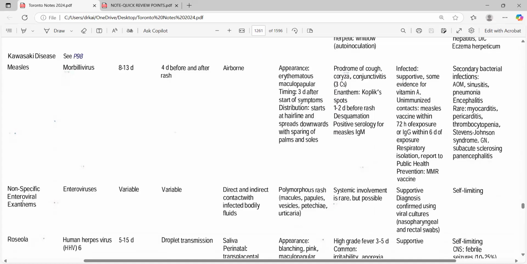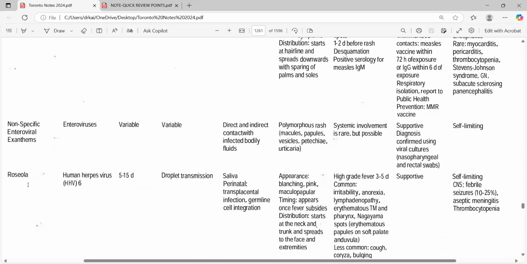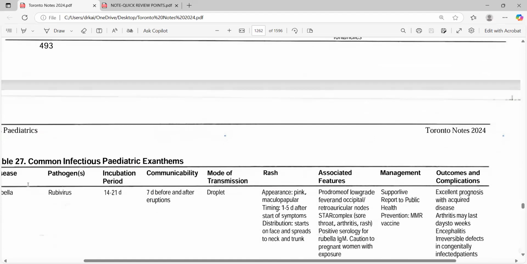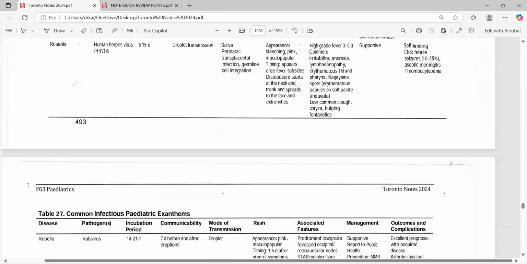Then the enteroviral exanthema is basically caused by enterovirus, so there is a polymorphic rash. Then roseola. There is one more, I think that's called rubella, and then roseola, and then I don't know, there was one more.